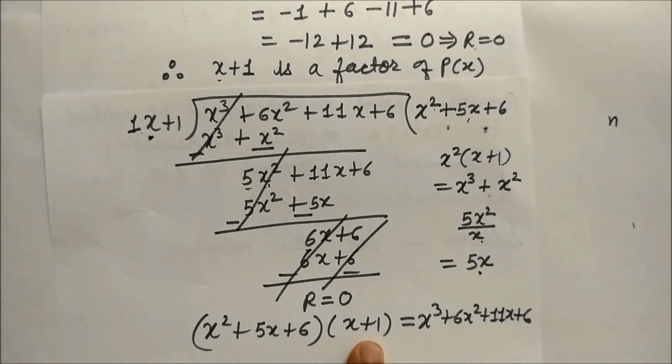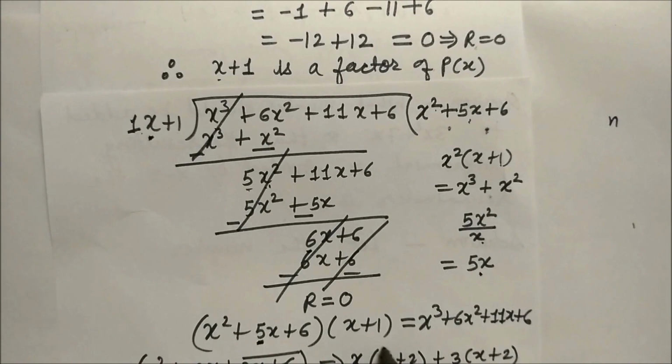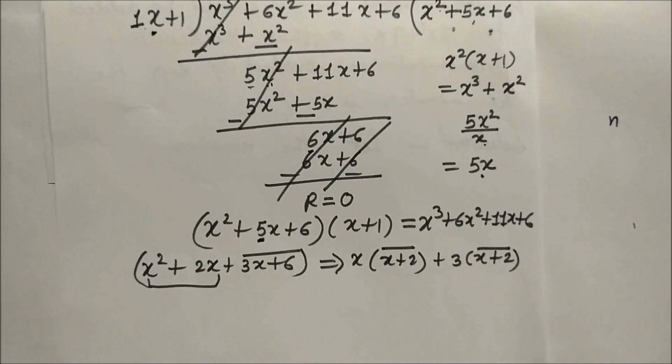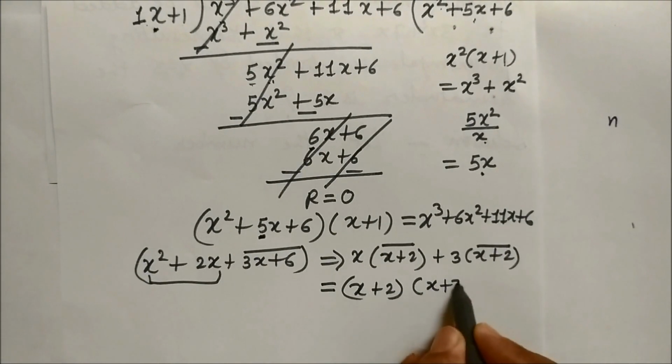Now again we will find factors of this first part by splitting the middle term. 2 3s are 6 and 2 plus 3 is equal to 5. So we can write 5x as 2x plus 3x and this 6 as it is. This we can simplify. From first two terms we will take x common. So we have x plus 2. From last two terms we will take 3 common. Here we have x plus 2, here x plus 2, and here also x plus 2. So we will take x plus 2 common from both the parts. So here x plus 2 and here x plus 3.